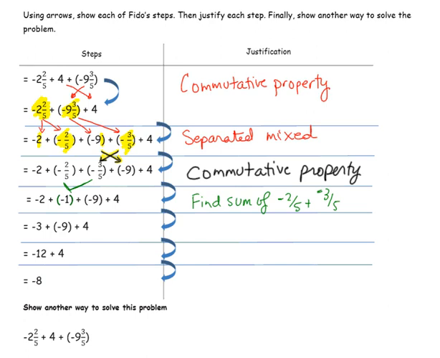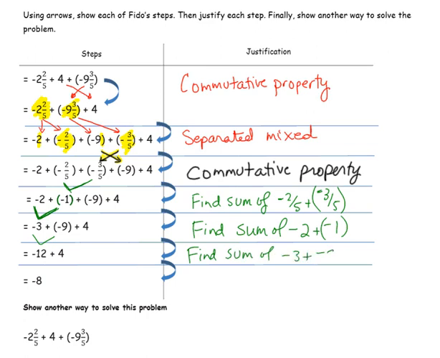In the next step, I noticed that the -2 and the -1 are added together to get -3. So I indicate that those two numbers came together to get the -3. And that is, find the sum of -2 plus -1. In the next step, Fido has added -3 plus -9. Find the sum of -3 plus -9.